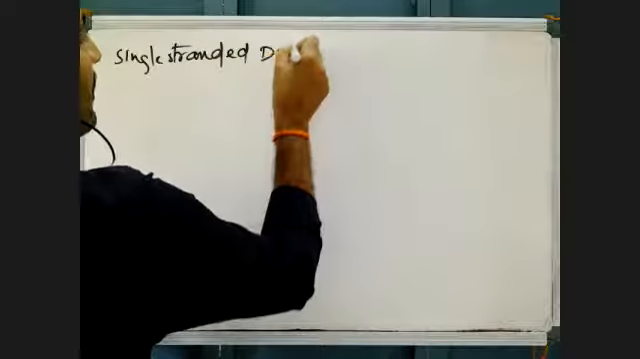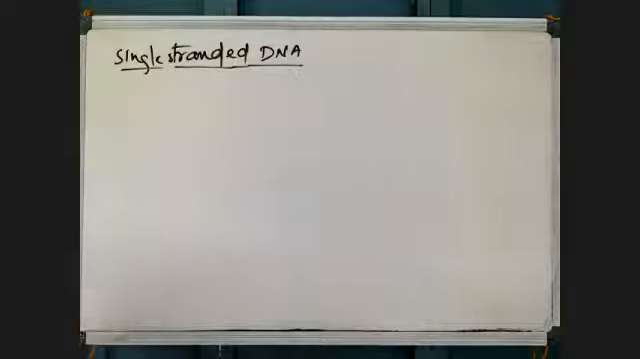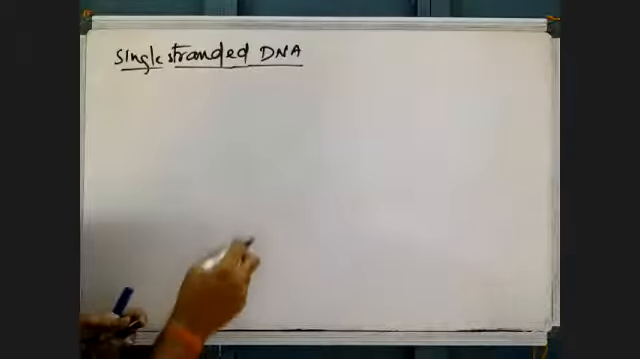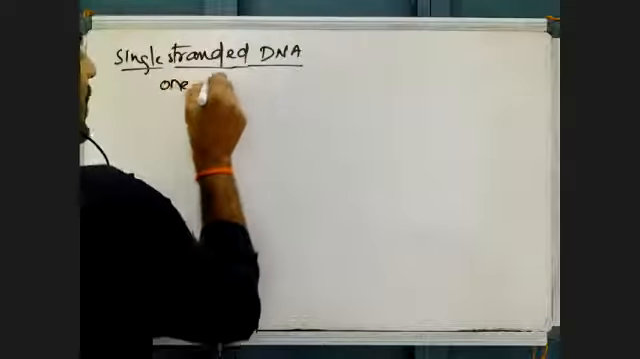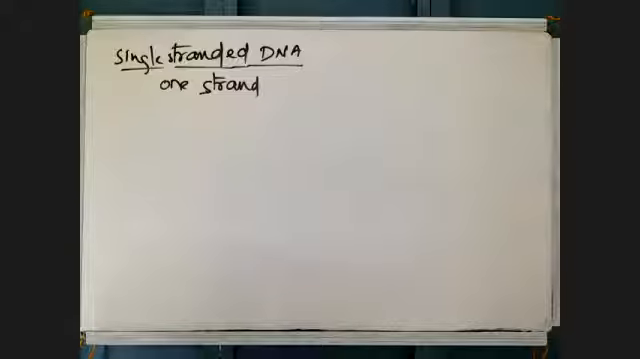And here, based on the number of polynucleotide chains, we can say DNA is single-stranded or double-stranded. Single-stranded DNA may be present in some organisms. Even double-stranded DNA may also be present in some organisms. Single-stranded DNA means only one strand. There are no two strands, so there is no formation of helix. Helical structure is not formed. That is called single-stranded DNA.